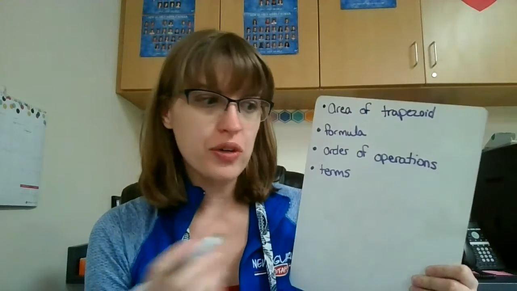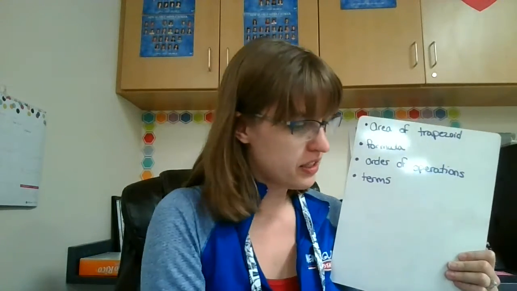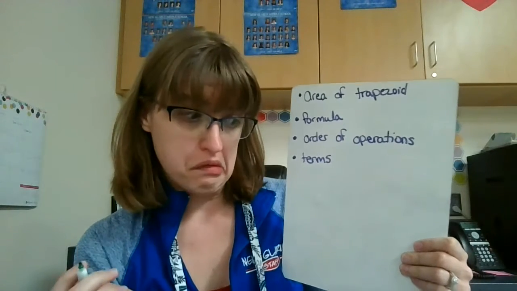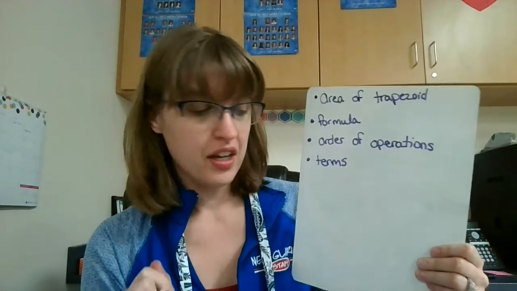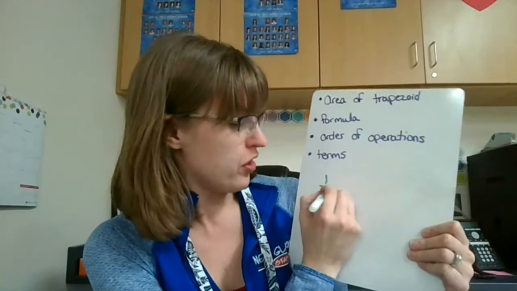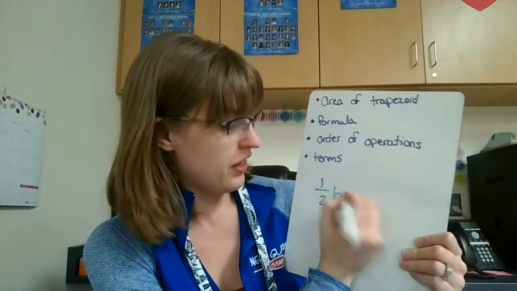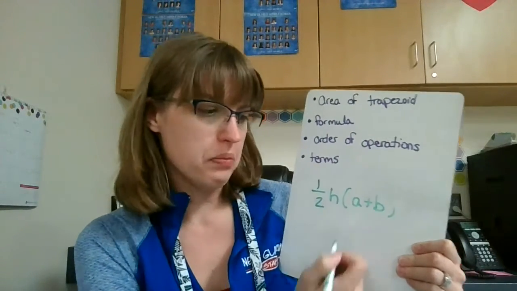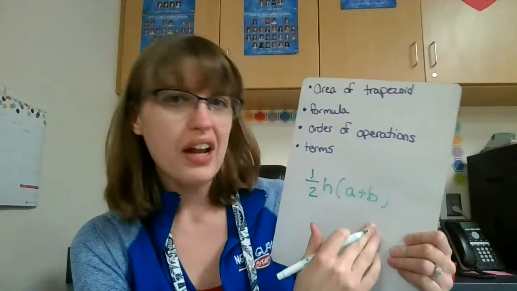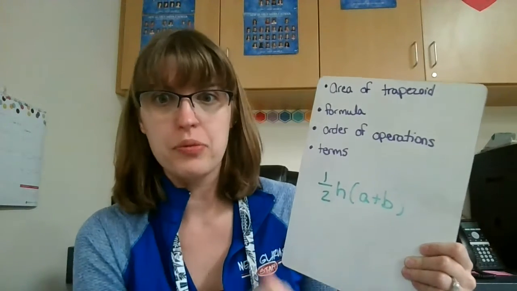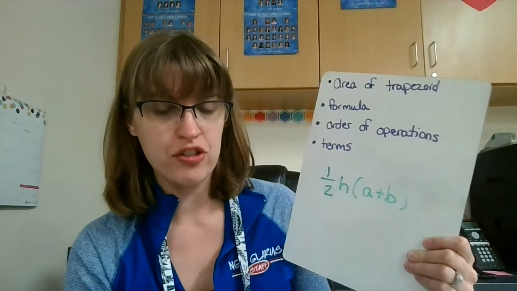Which formula did you end up liking best? It was Sheila, Tuvok's, or Rajan's? The one you're going to see most often is Sheila's, which is 1/2 h times a plus b, or you'll often see it as base 1 and base 2. That's what I've always seen. The other ones certainly work, but this is probably the most common one. So there's area of a trapezoid.